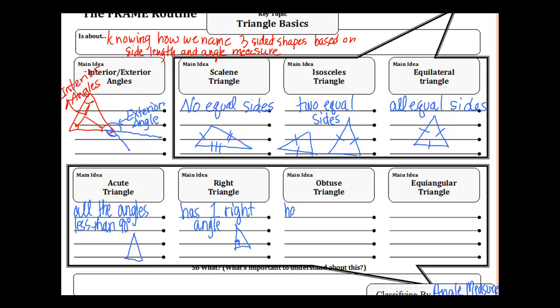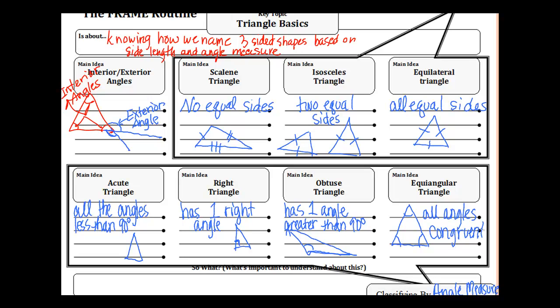An obtuse triangle has one angle greater than 90 degrees. This would be an example of an obtuse triangle right there. And an equiangular triangle, equal angles. In this, all my angles are going to be equal, so all angles are congruent.